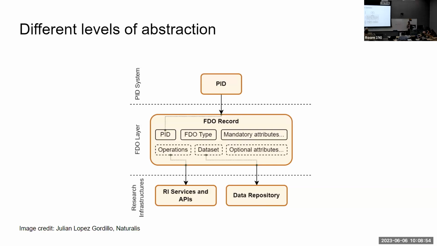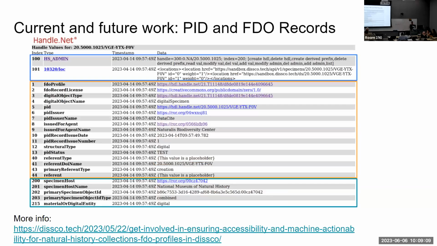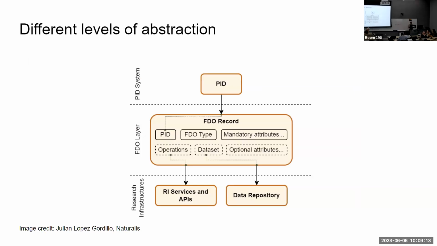And of course, it's just a technological implementation. There's policy involved, training involved. So it's not that just adding the PID and the metadata would magically work. We also need to work on the implementation and policy and governance as well. So this is what we call a PID FDO record, which is basically that middle layer.